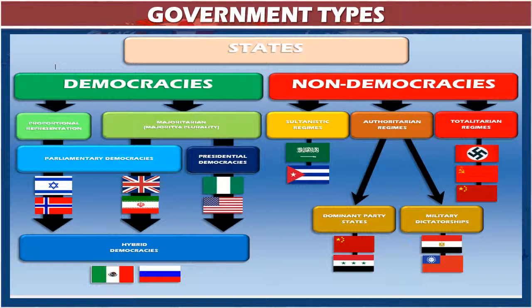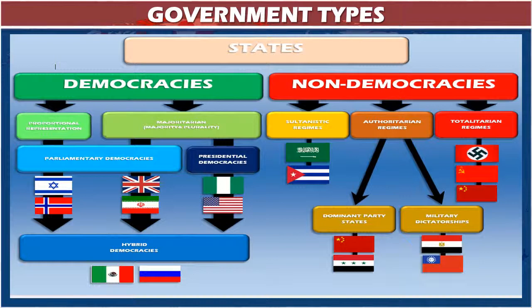Now, another way to group them is by government type. And this is the way that we're mostly going to do this. And we can think about states in two columns, one with democracies, one with non-democracies. And we can divide non-democracies into sultanistic, which means traditional or personalistic non-democratic governments, authoritarian regimes such as party states and military dictatorships, or the totalitarian regimes that existed in the mid-20th century, such as Nazi Germany, Soviet Russia, and Communist China.